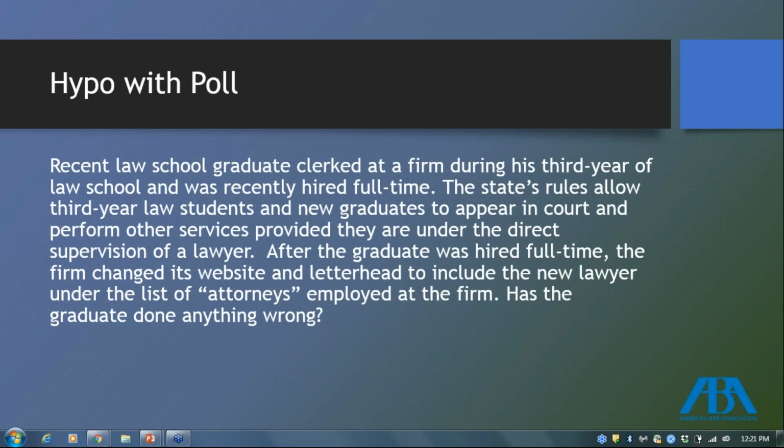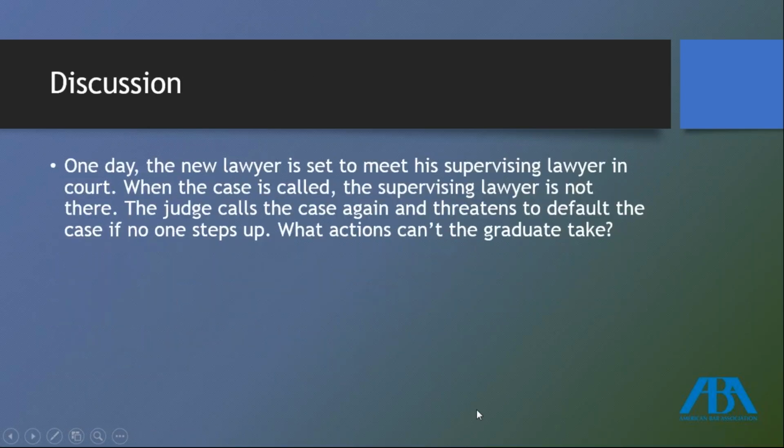And a slight alteration to this case: one day the new lawyer is set to meet his supervising lawyer in court. When the case is called, the supervising lawyer is not there with the client. The judge calls up the case again, and the judge threatens to default the case if no one steps up on behalf of the client. So what actions should the law school graduate not take at this point?